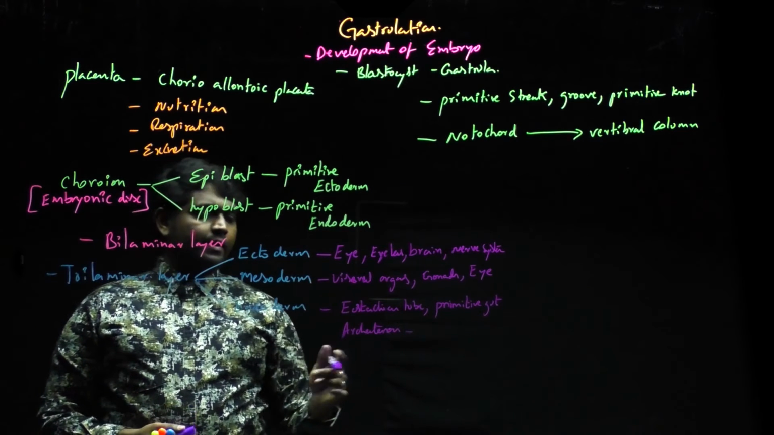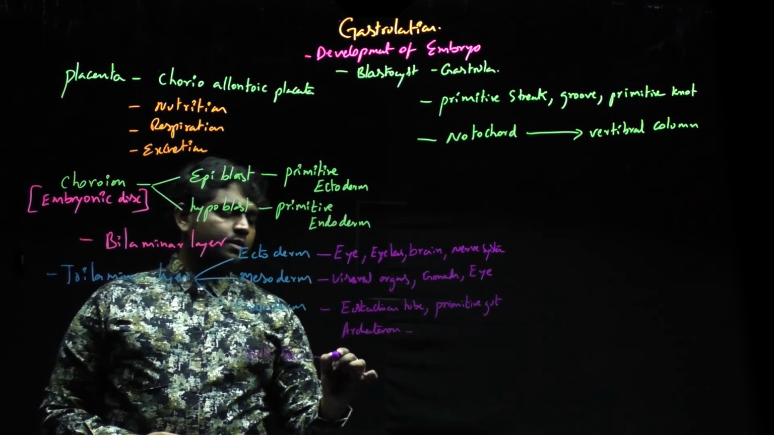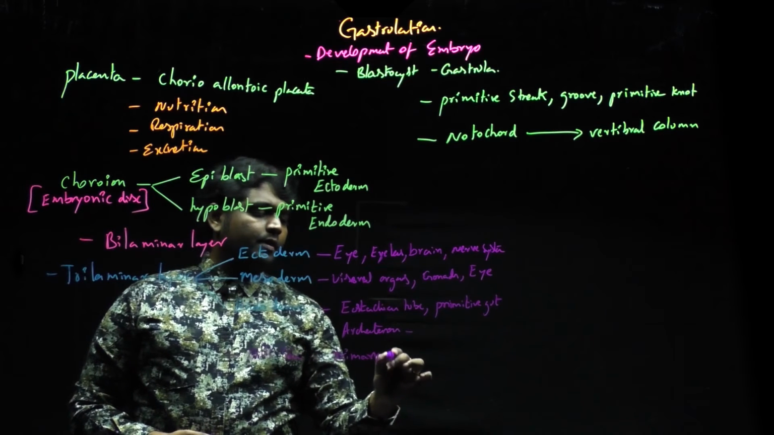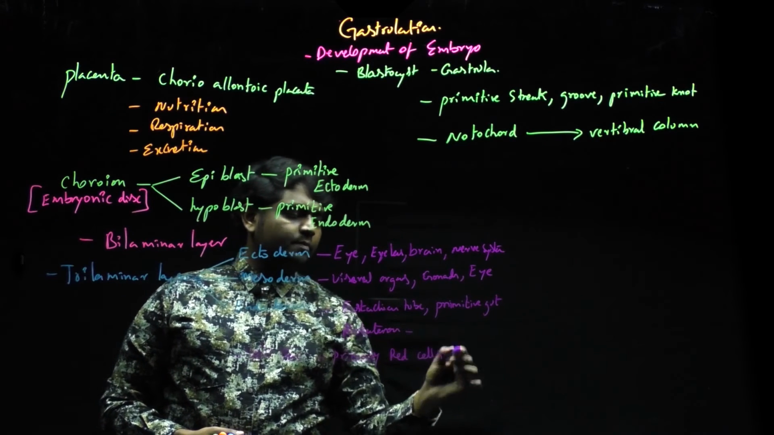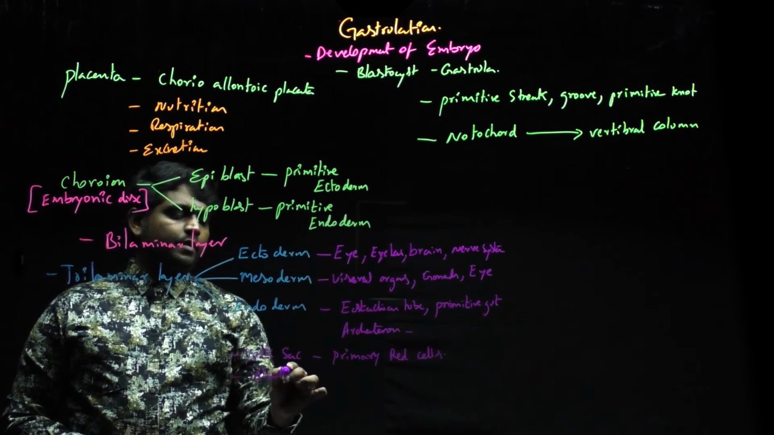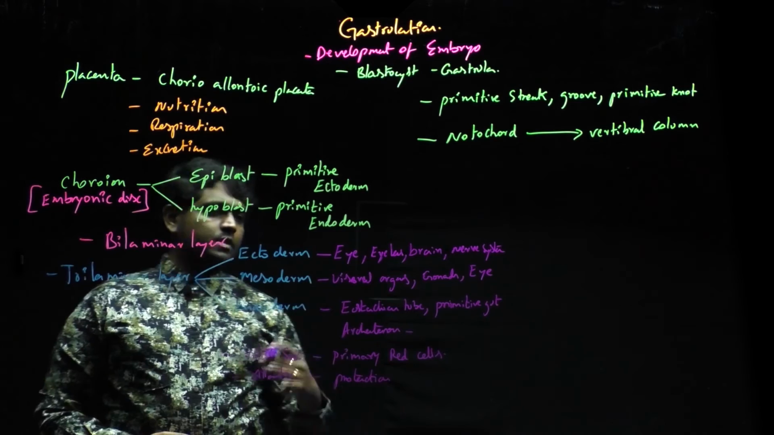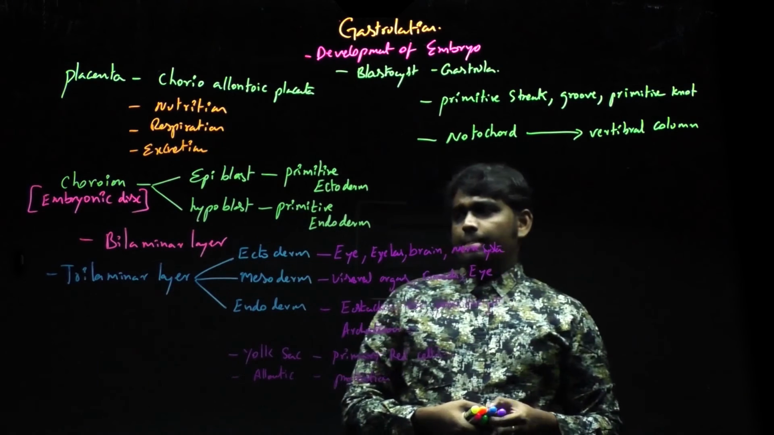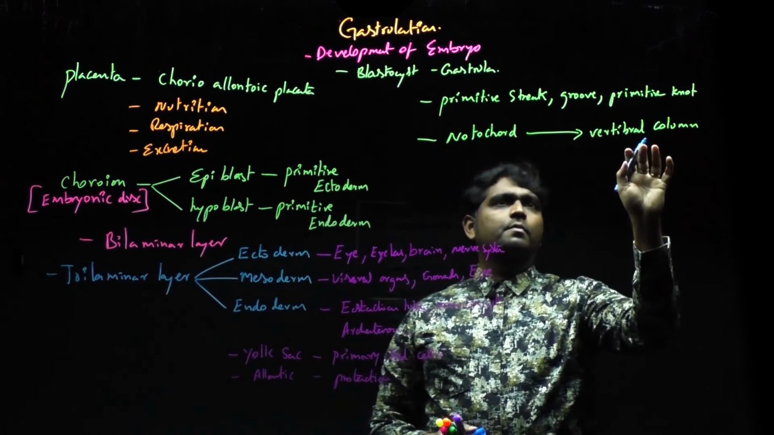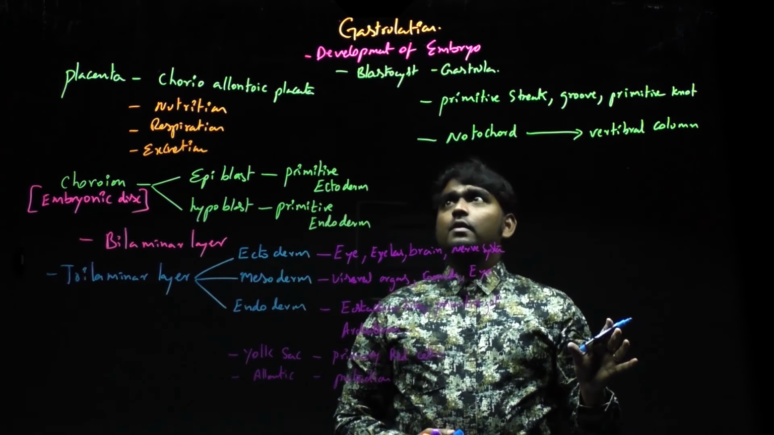In the embryo, there is the yolk sac. The yolk sac helps in developing the primitive or primary red cells, that means primary RBCs, and the allantois provides protection. So these are the things that will happen. At the end of gastrulation, the notochord to vertebral column development is complete. So what events happen in the gastrulation period?